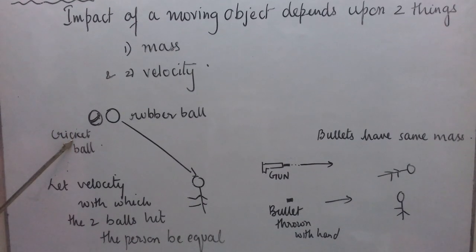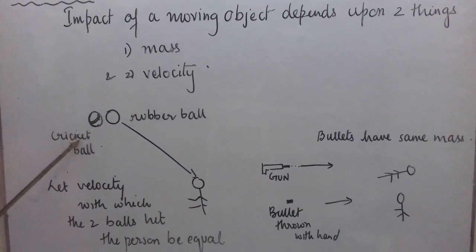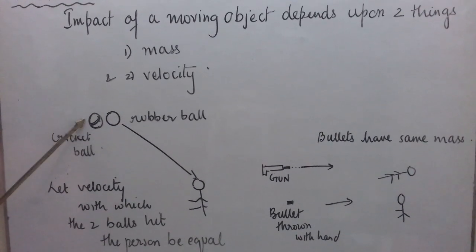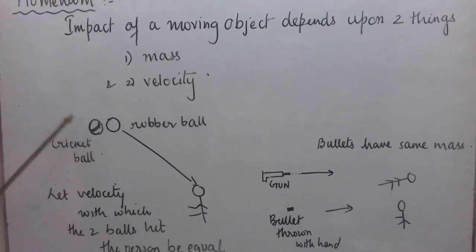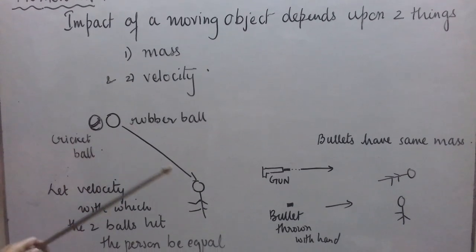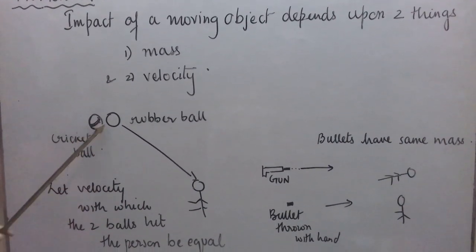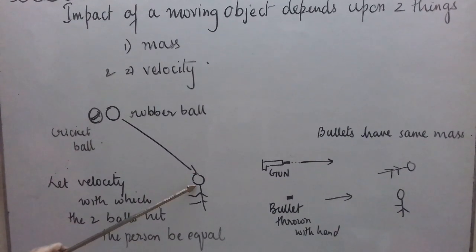Why? Because, you can easily guess, the cricket ball has more mass. It is heavier than the rubber ball. So its weight is more and its mass is more. So the cricket ball's effect or impact will be more. We have kept the velocity of the two balls constant when they hit the person.